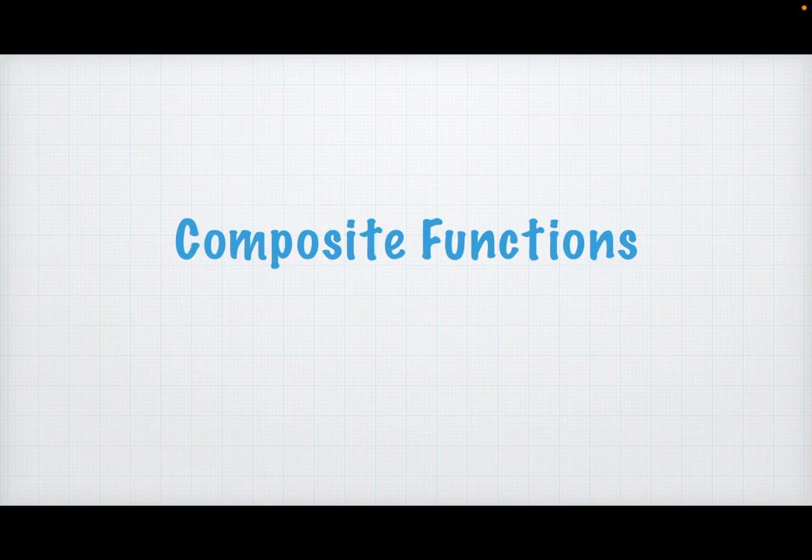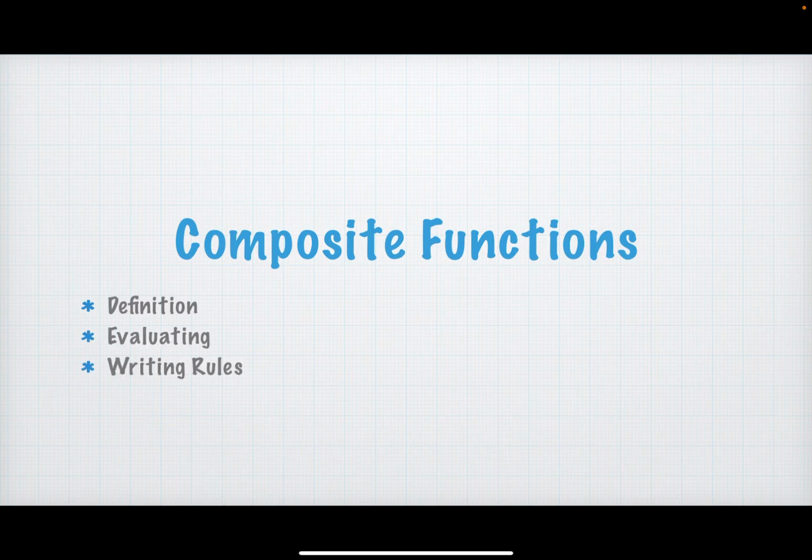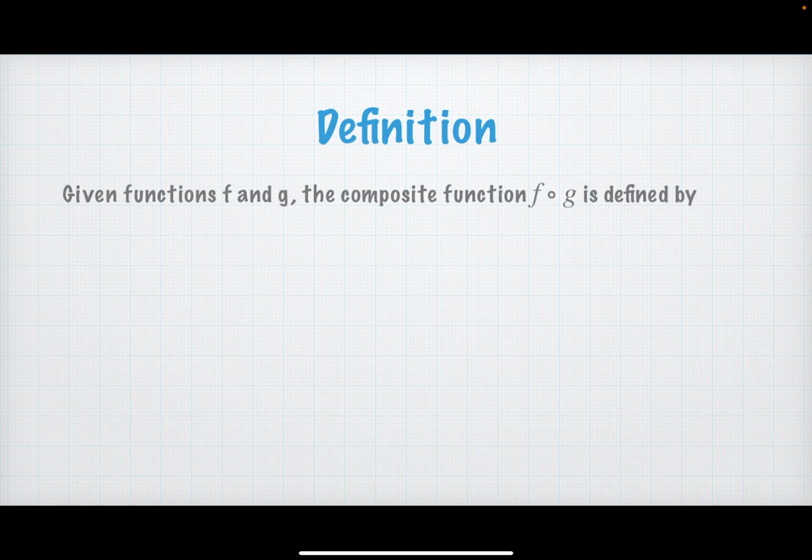In this video, we'll talk about composite functions, their definition, how to evaluate them, and how to write rules for them. So first of all, what's a composite function? Well, given functions f and g, the composite function f of g, or f composed with g, is defined by this, f of g of x.